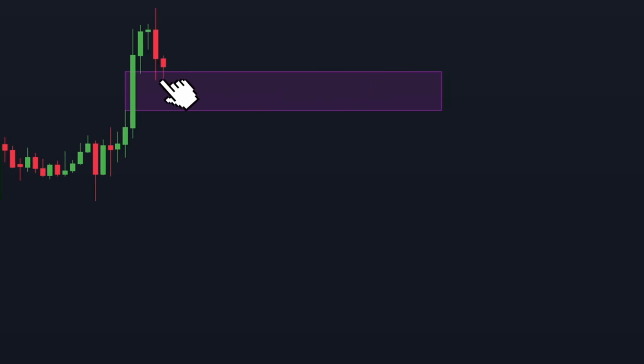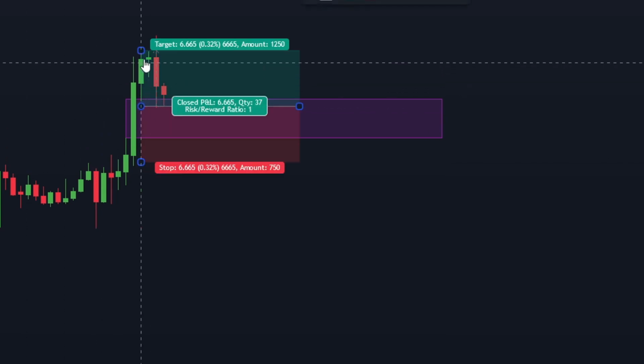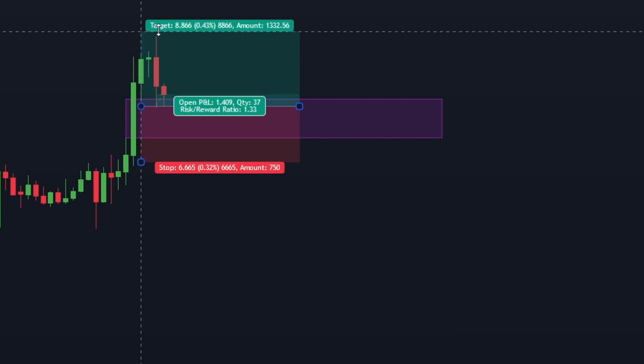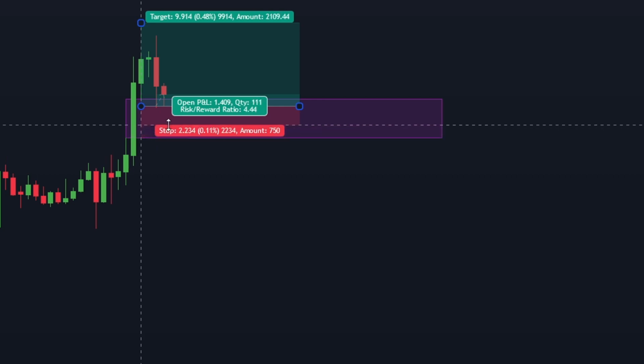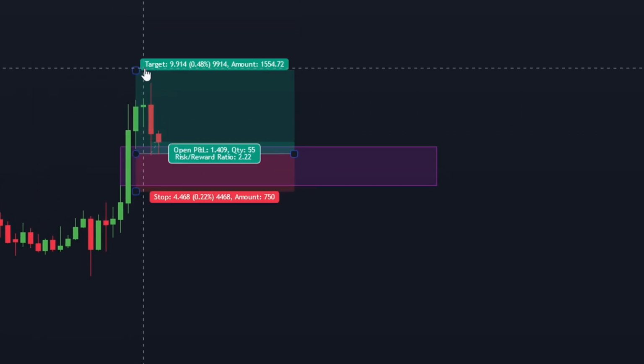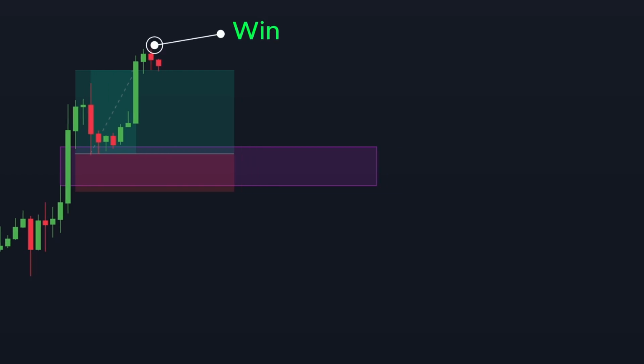Here it touches the gap. This means we can look for buys. We look for at least a 2 risk to reward ratio and target the previous swing high. And that's it. We hit take profit.